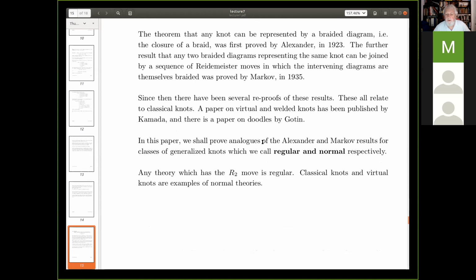In this paper, we will prove analogs of Alexander and Markov results for classes of generalized knots, which were called regular and normal. Any knot theory which has the R2 move, that's the second Reidemeister move, is regular, as we saw, because we saw the proof of Alexander's theorem using the Reidemeister 2 move. I won't say what normal is at the moment, but classical knots and virtual knots are examples of normal theories.